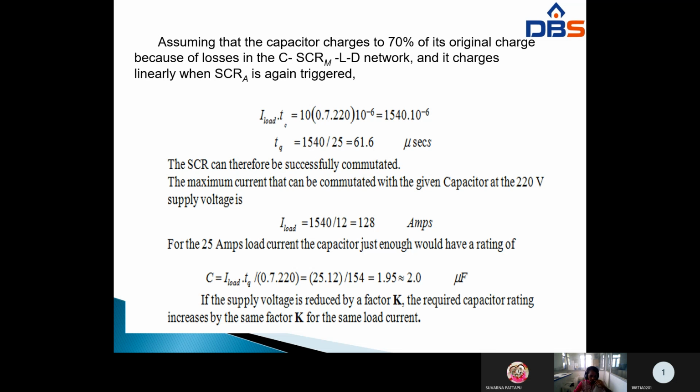So the capacitor C equals I load into TQ by 0.7 into 220, which simplifies to a capacitor of 2 microfarad. If the supply voltage is reduced by a factor of K, the required capacitor rating increases by the same factor K for the same load current.